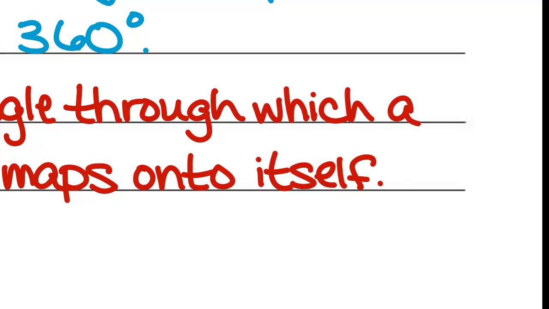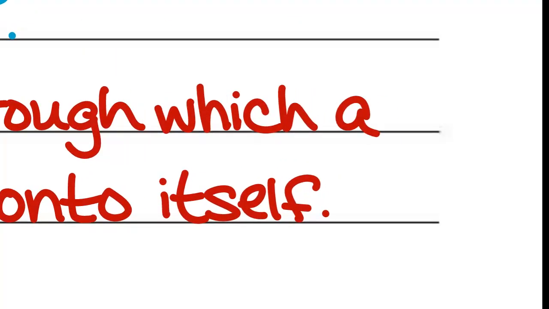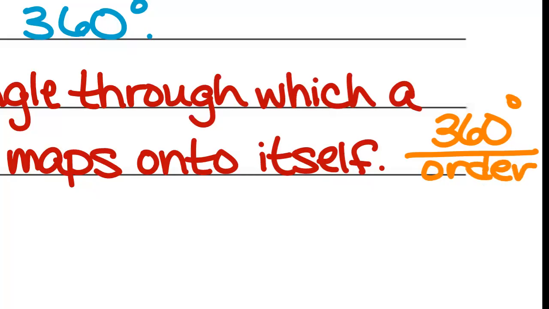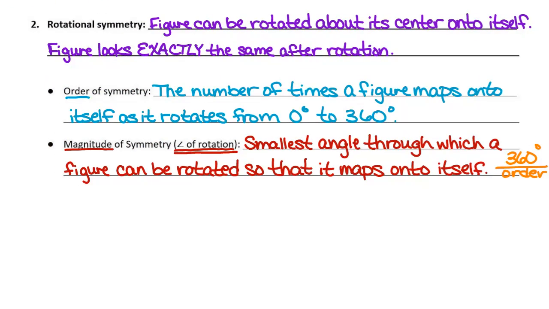The way we calculate the magnitude is we do 360 degrees divided by whatever the order is. So whatever we found for the order of symmetry, we will do 360 and divide it by that number to find the magnitude. All right, let's look at some shapes and see if we can determine the order and the magnitude for these figures for rotational symmetry.